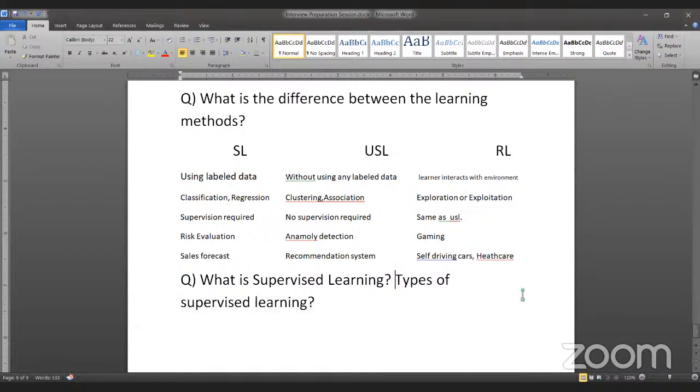Okay. What is anomaly detection? Anomaly detection is like a rare event which differs from the majority of the data. You can say that is an anomaly.